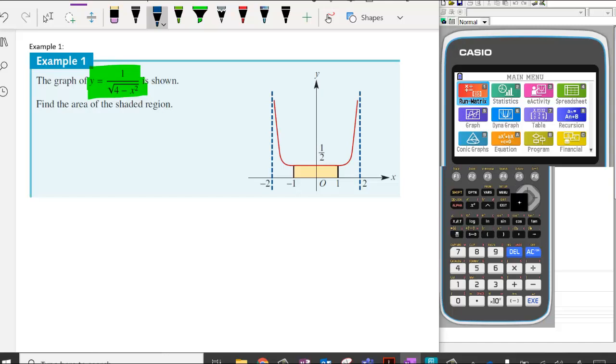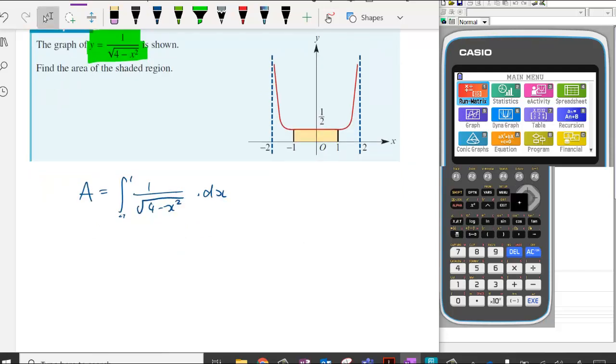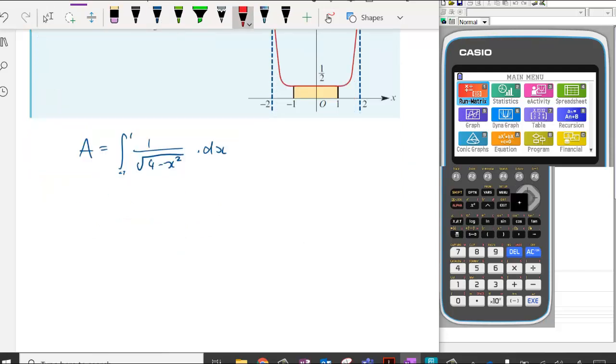So what we're essentially looking for, and we can see here that it doesn't cross the x-axis. So when we're defining the area, it would just be the integral between -1 and 1 of our function 1 on square root of 4 take x squared with respect to x. Now the important thing to note here is that we should be able to see that this is an integral of 1 over square root of a squared take x squared with respect to x, which will be arc sine of x on a.